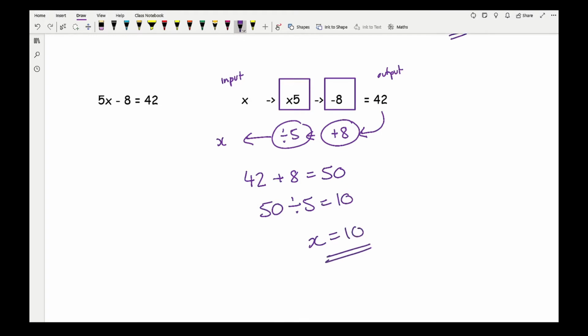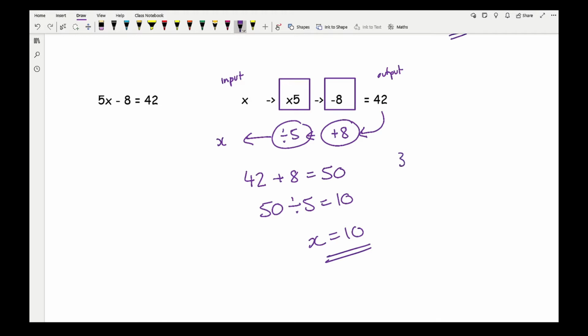Now this is a valid method, and it does work, and it helps you understand, particularly when writing formulas and writing equations, when you need to convert from words to numbers. However, I wouldn't recommend this particular method, because it doesn't really apply to more difficult questions.